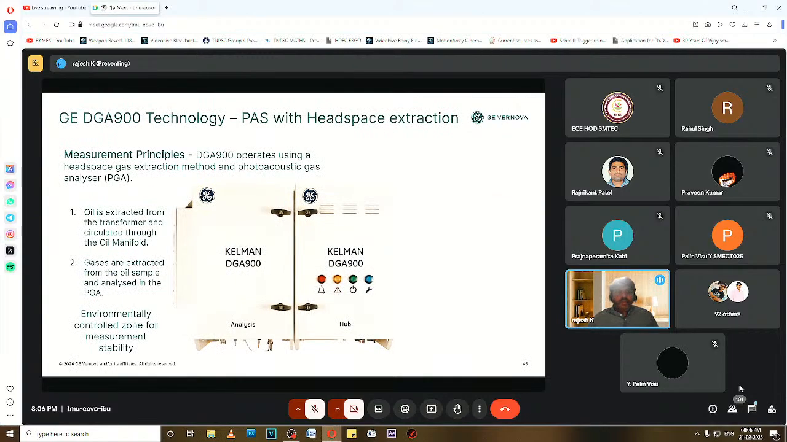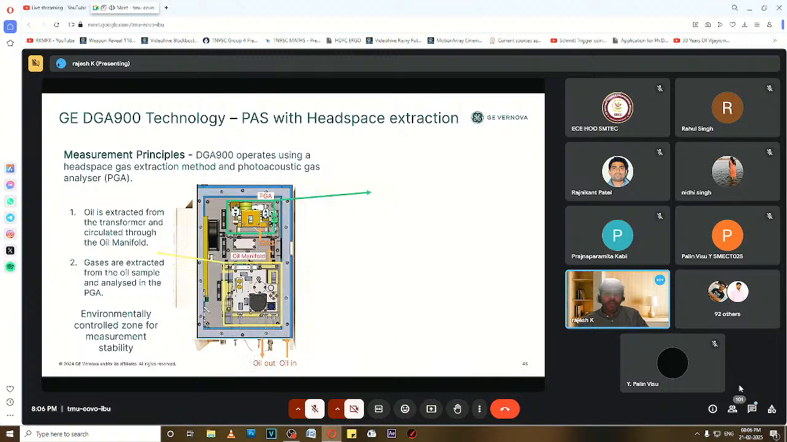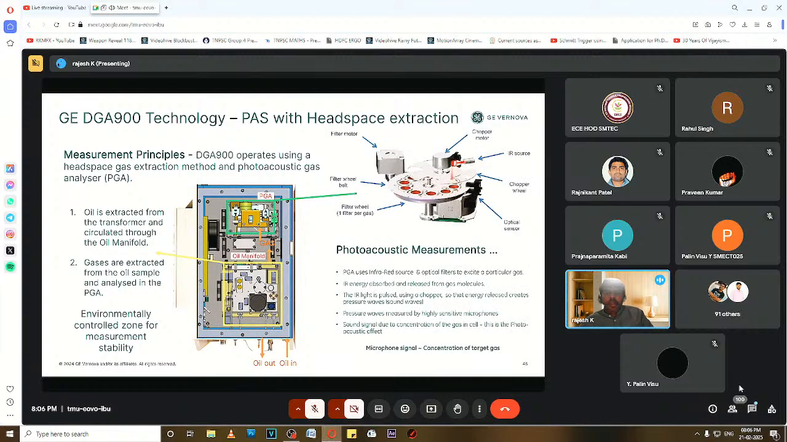This is the look and feel of a bigger DJ 900, which has a photoacoustic gas analyzer. So how does this sensor work? These sensors have an inlet oil and an outlet oil. You can see the picture. The oil will enter and the oil will come out. You are not going to discard or throw the oil away. The oil can come in periodically, maybe once a day or once in 12 hours. The PGA, that is the photoacoustic gas analyzer, will take the oil, and this is how it works.